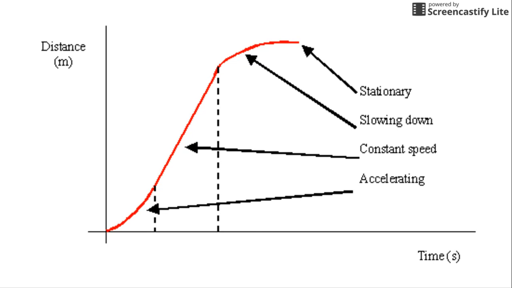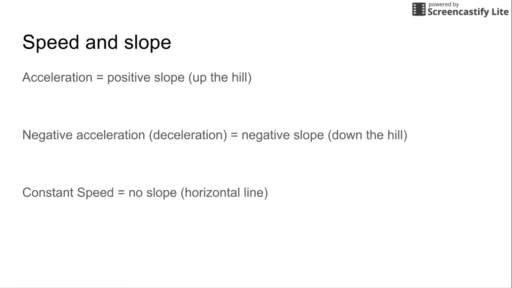So if you were to look at a curved graph of distance versus time, you have an accelerating area where it's got like a downward swoop, a constant acceleration or slope, and then we have a slowing down as it kind of swoops in the other direction, and then a plateau where the object is stationary. So a positive slope or going up the hill is usually indicating acceleration. And a negative slope or going down the hill is showing negative acceleration or deceleration. And a constant speed has no slope and it's a horizontal line.